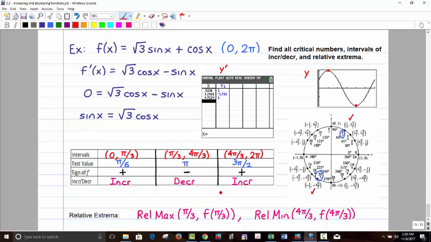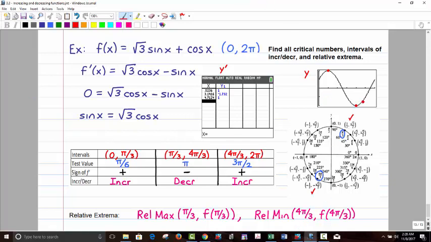So they're both critical numbers, so they're certainly fair game to be maxes and mins. So increase to decrease means we have a relative max at pi over 3, f of pi over 3. Decrease to increase, we have a relative min, 4 pi over 3, f of 4 pi over 3.